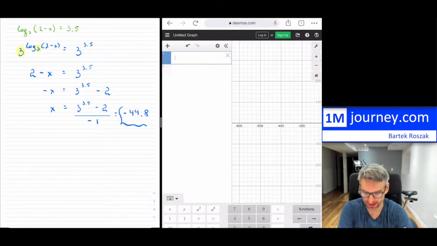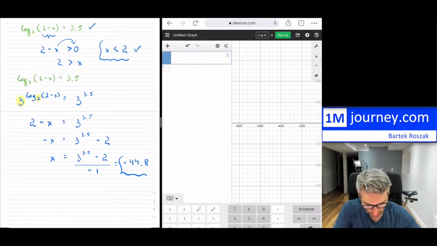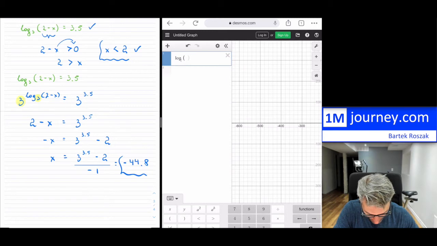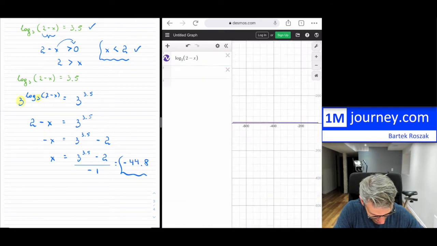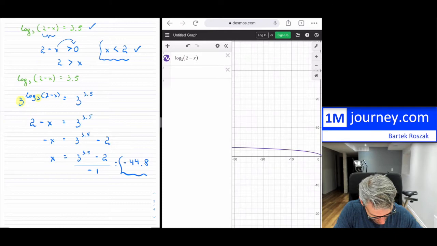So let's plot the left-hand side and then the right-hand side as well. For my left-hand side, I'm going to go into functions here, go to miscellaneous and log. I need it with a base. Now my base is 3, so don't forget that, because if you forget it, you might get it wrong. And this is 2 minus x. All right, so that's my first function. Well, hold on a sec. Let me just blow it up here.